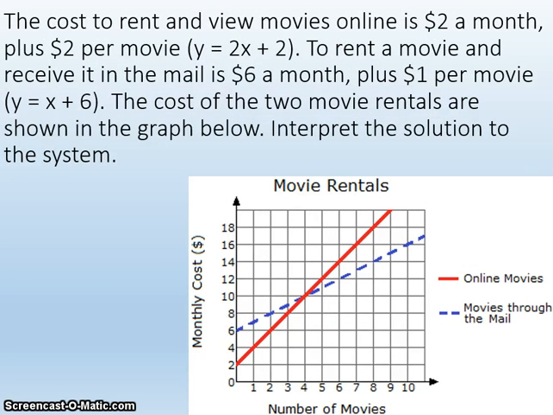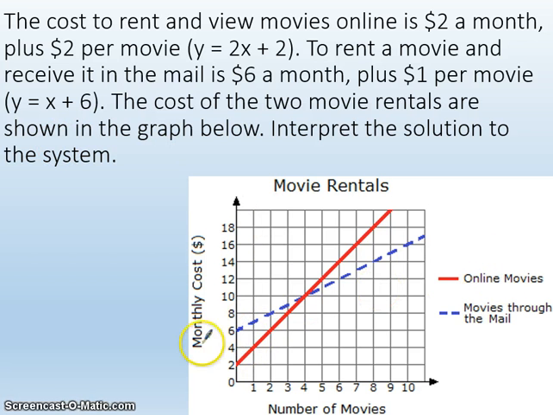Let's look at another situation. The cost to rent and view movies online is $2 a month plus $2 per movie. So that's y equals 2x plus 2. To rent a movie and receive it in the mail is $6 a month plus $1 per movie. So y equals x plus 6. The cost of the two movie rentals are shown in the graph below. Interpret the solution to the system.